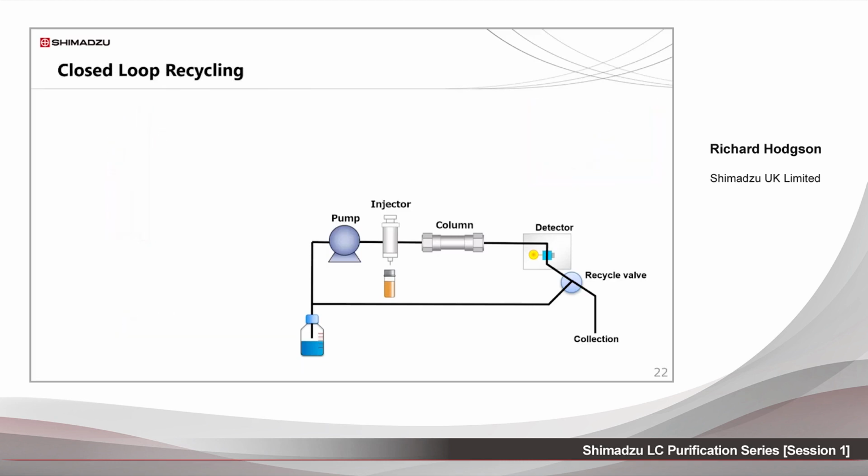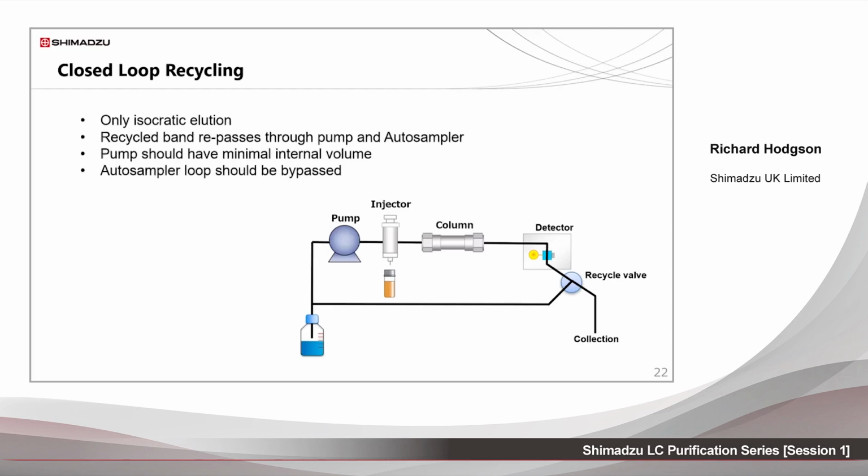When we have a system looping back round into the flow path, this is known as closed-loop recycling. With it, we can only use isocratic elution. The recycled band repasses through the pump and autosampler. Therefore, the pump should have minimum internal volume, and the autosampler loop should be bypassed during the second, third, and subsequent elutions.